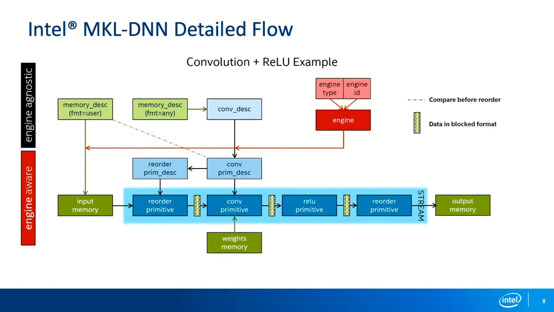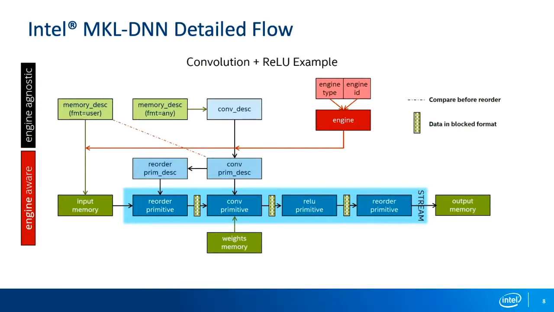Start with descriptors. Then go down to the actual primitives. These primitives require you to understand what the engine is and how it's going to run. So that's why everything above is engine agnostic and everything below is engine aware. Set up what you want to do, tell MKL-DNN what the engine is, and then that creates your primitives. I have these weird-looking rectangles here because we want to run in a special MKL-DNN format that I'll talk about later.